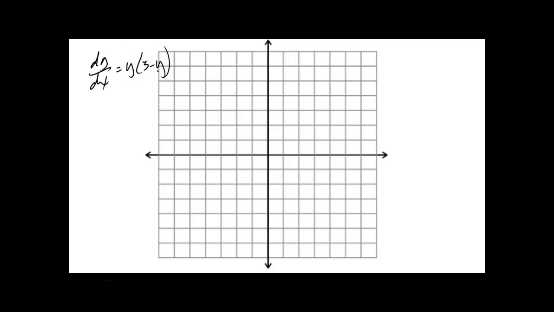Now, at first glance, I hope you see when y is equal to 0, that's the x-axis, the slope is always 0. So you can draw those in right there. Slope is 0 anywhere y is 0. Also, the slope, dy/dx, is 0 when y is equal to 3. So up here, you also have a 0 slope.